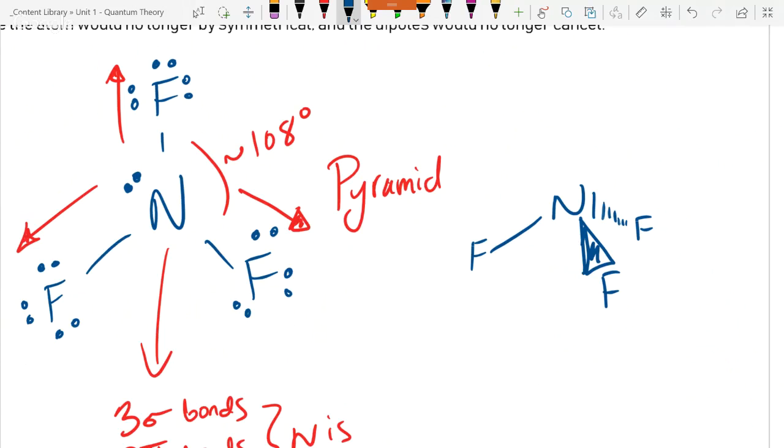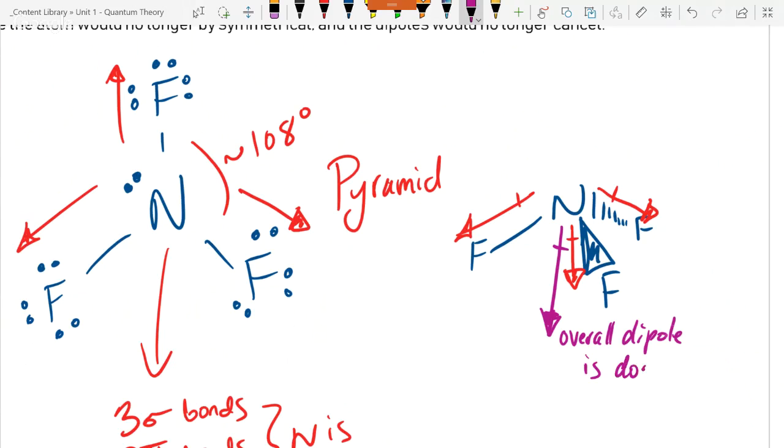Does that make sense? Now, if we look at these dipoles, the left-right of it definitely is going to cancel out, right? The left and the right all cancel, but overall, all of those arrows point down. So we should end up with an overall dipole that goes straight down. And this is why we have to know whether this thing is a 3-dimensional shape or a 2-dimensional shape. We have to know if it's linear or bent. We have to know if it's trigonal planar or if it's pyramidal, because those have different outcomes.